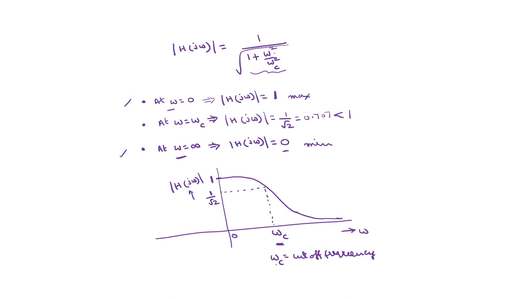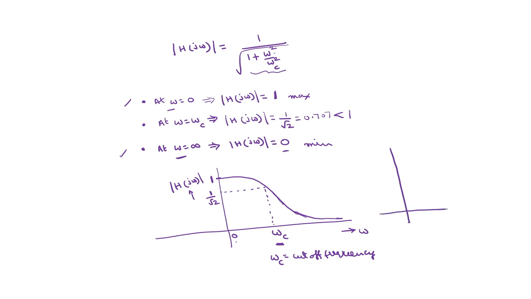You can say that 1/√2 attenuation is allowed. So omega c is called the cutoff frequency, which means it allows from 0 to omega c, and from omega c to infinity it attenuates. This is the attenuation. Normally this frequency response will be plotted in dB scale, because it covers a wide range of frequencies.